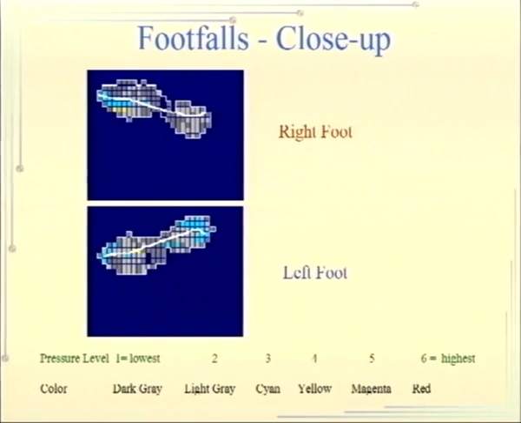Well, here, down there at the bottom, red is the highest pressure, then magenta, yellow, cyan. So the grayish colors mean less pressure, and the more vivid colors mean more pressure.